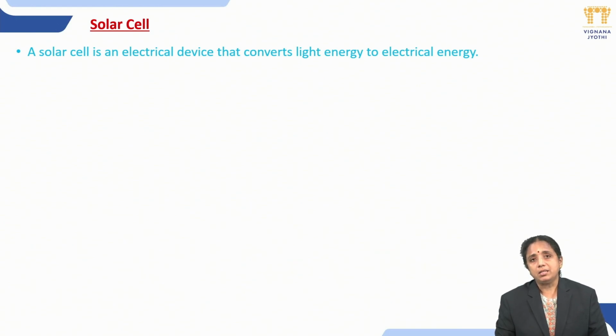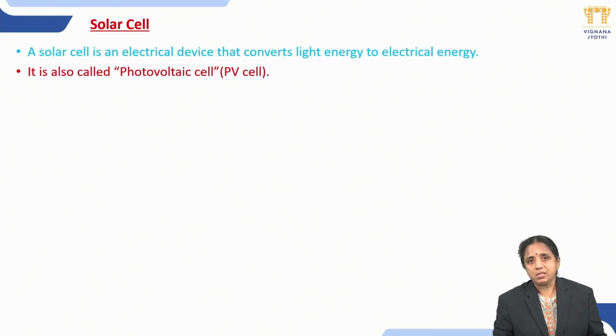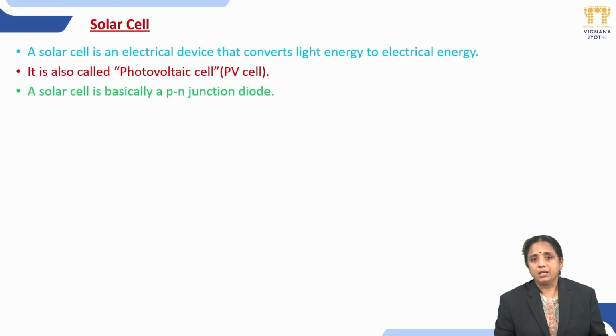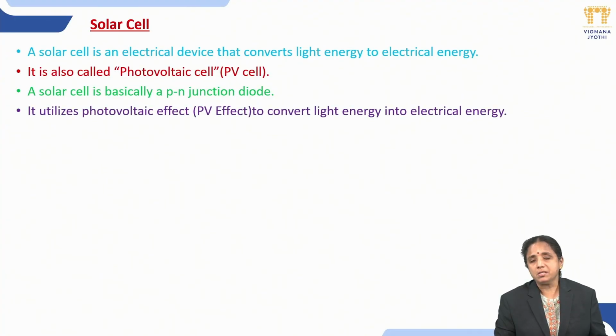So a solar cell is a device which converts light energy to electrical energy. It is also called a photovoltaic cell, and it is also basically a p-n junction diode, but it converts light energy into electrical energy. If you look at a basic p-n junction diode, we are not getting any kind of output when it is connected in forward bias or reverse bias.